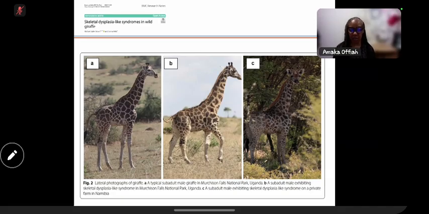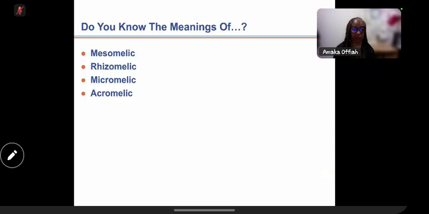Is it a short trunk, or is it a short-limbed dwarfism that you're dealing with? And really, it's excellent if you know which pattern. It narrows the diagnosis for you.